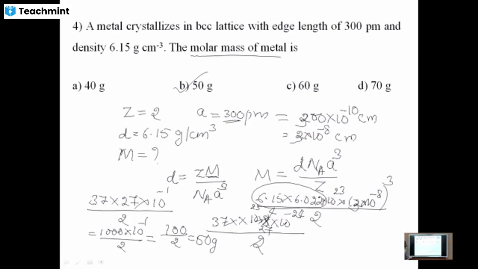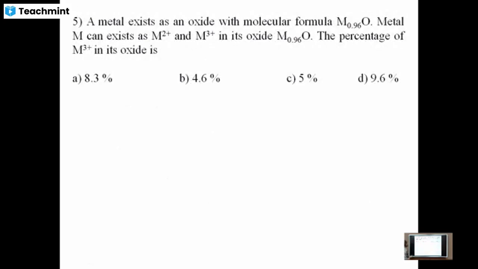Next question. A metal exists as an oxide with molecular formula M0.96O. Metal M can exist as M plus 2 and M plus 3 in its oxide M0.96O. The percentage of metal M plus 3 in its oxide is. It is a problem based on metal deficiency defect. The formula of the metal oxide is given. It is M0.96 O1. It is a fraction compared to oxygen. Metal percentage is less than 1. Therefore, it is metal deficiency defect. For simplicity, let me convert this fraction into a whole number.